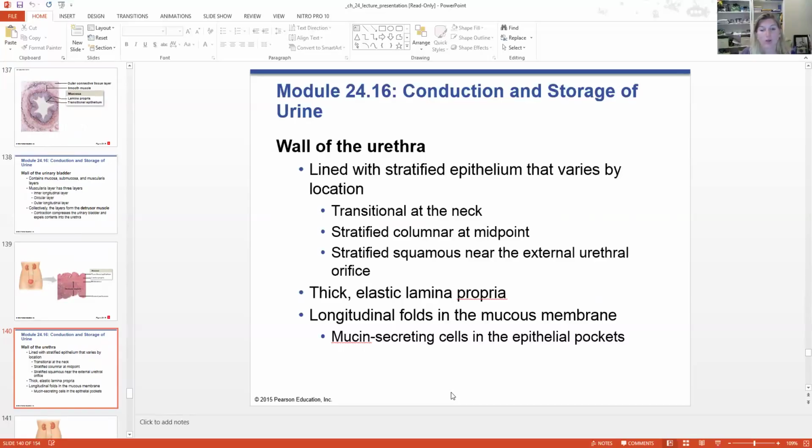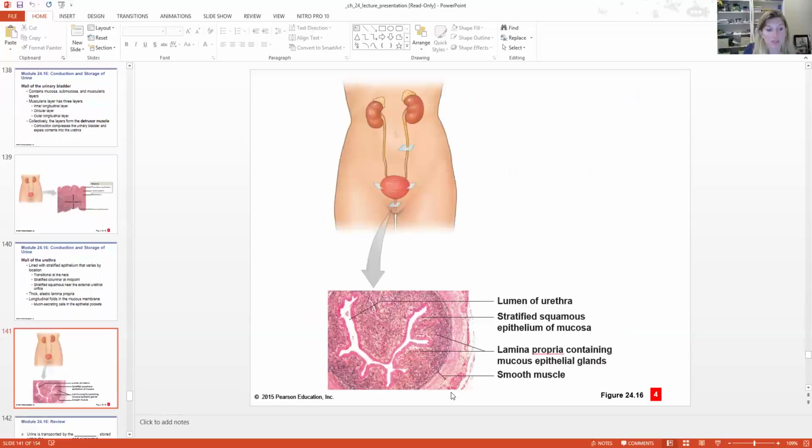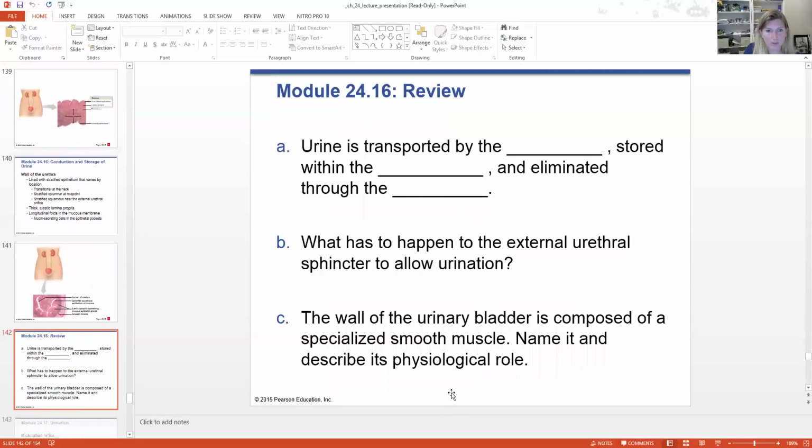The wall of the urethra is lined with stratified epithelium, right? Anytime we have like a passageway and no absorption is occurring, it's going to be stratified epithelium. There's a transition at the neck and then stratified columnar in the middle. But for the most part, it's stratified squamous and a thick lamina propria and mucin secreting cells within that mucous membrane to help lubricate any fluids that are going through, make sure that it's not going to damage any of the tissues, because our urine is slightly acidic typically, so those mucins are there to help counteract that. There you see the lumen.